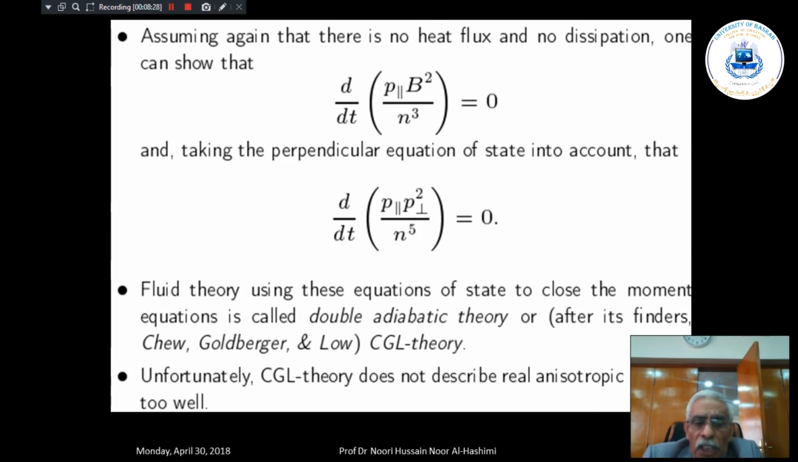Unfortunately, CGL theory does not describe real anisotropic plasma too well. However, it has a setback.